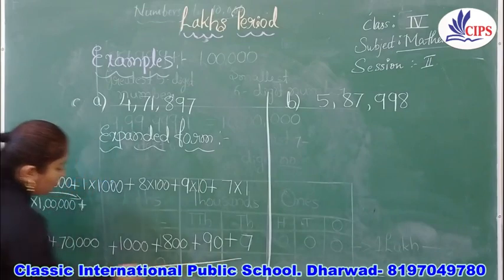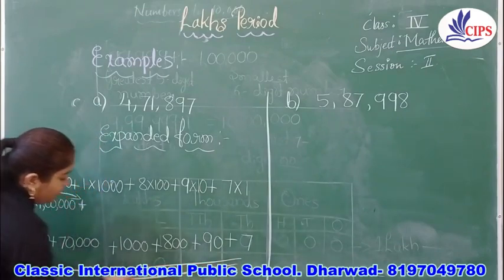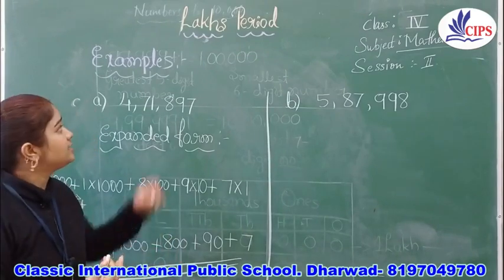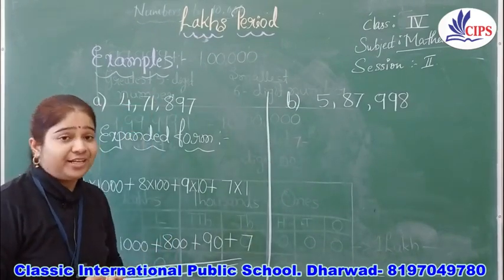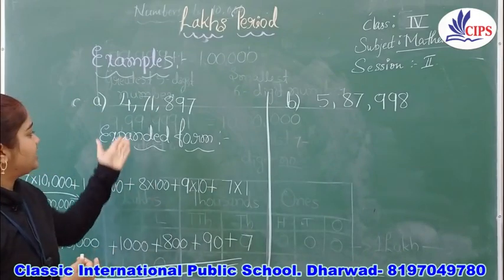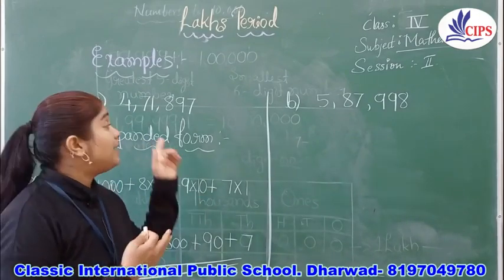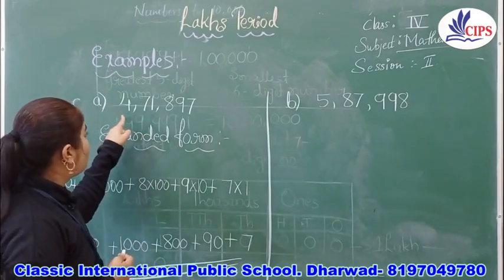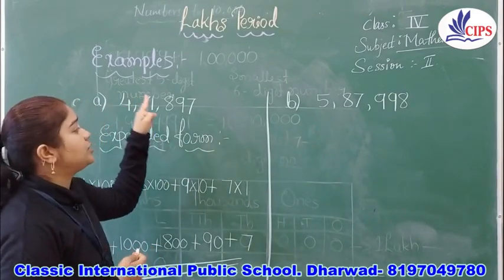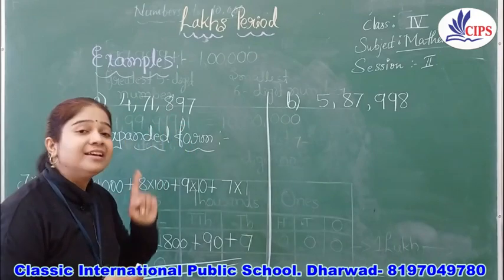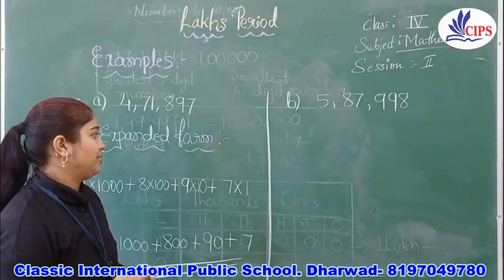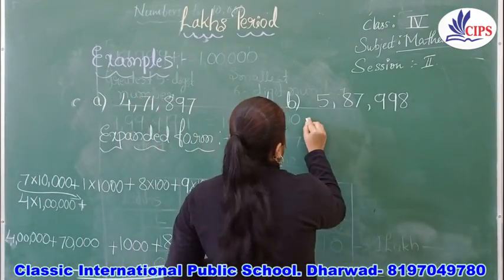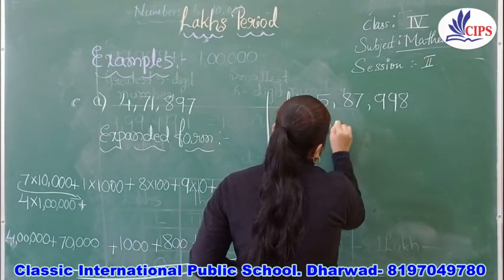So, this is the expanded form. This is the expanded form. How we are going to write this in the lakhs period, and you can read it easily by knowing the place values, right? So once again we'll read this: 4,71,897. Okay? We'll see one more example. Again we'll write the expanded form.